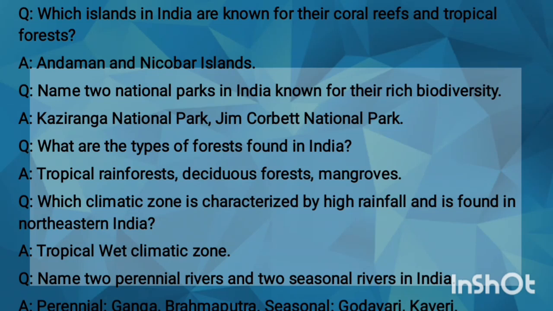Which climatic zone is characterized by high rainfall and is found in northeast India? The tropical wet climatic zone is characterized by high rainfall and is found in northeast India. Name two perennial rivers and two seasonal rivers in India. Perennial rivers: Ganga, Brahmaputra. Seasonal rivers: Godavari.